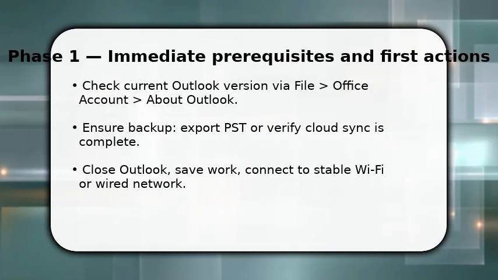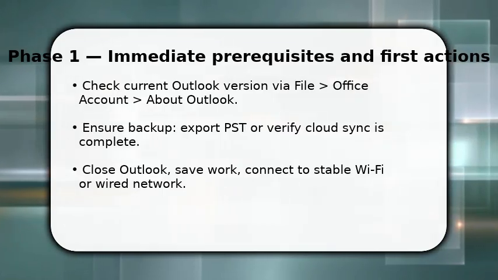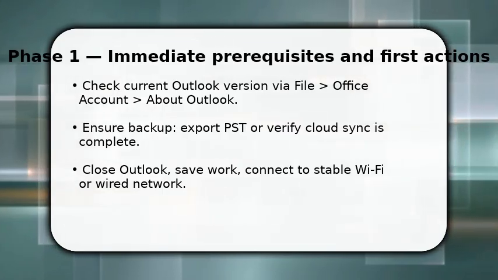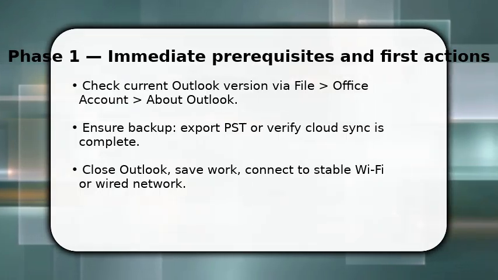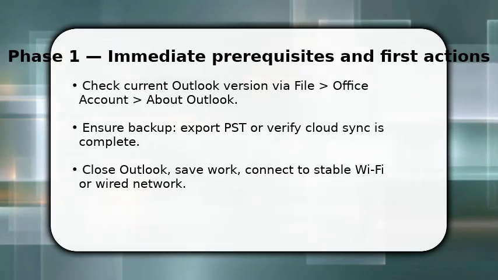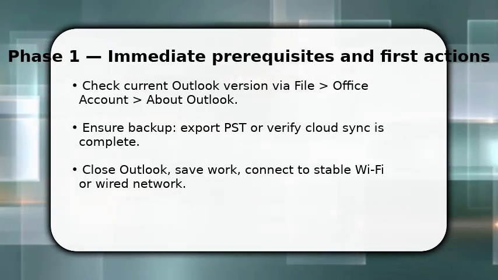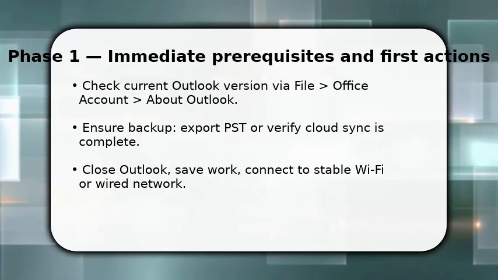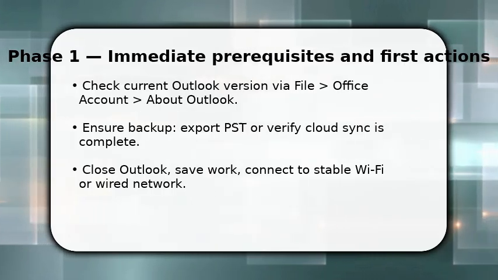You begin by confirming prerequisites and initiating the update. Open File, Office Account, and read the About Outlook entry so you know the target. Once done, backup mail with export or confirm cloud sync. This prevents data loss. Make sure autosave is off and close Outlook, saving open drafts first.